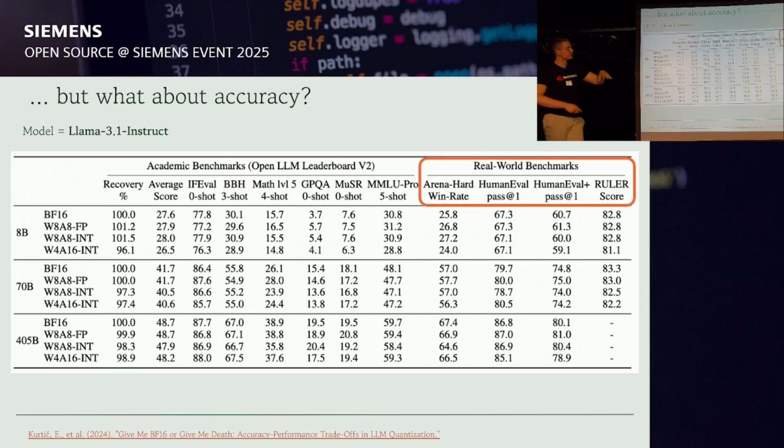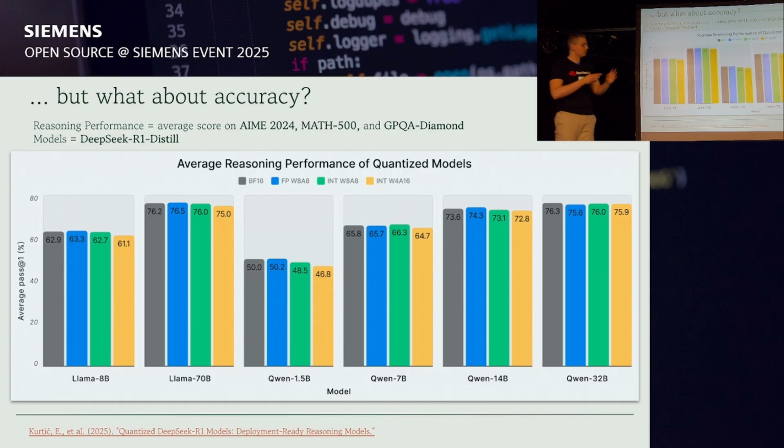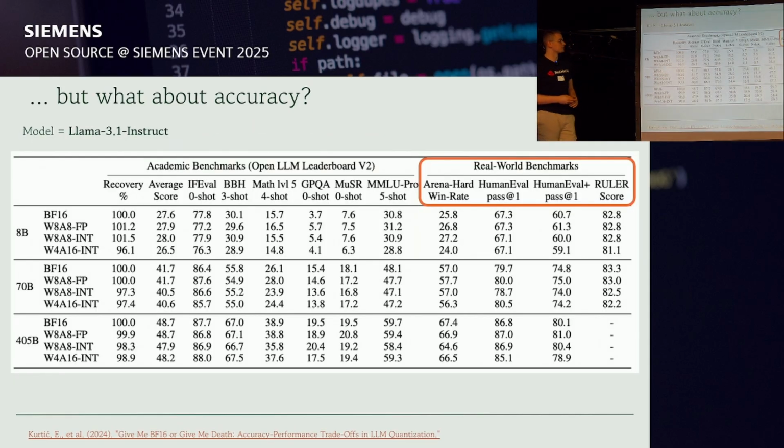And then we also looked at the second set, real-world tasks: Arena Hard, HumanEval, and Ruler. Arena Hard is a chatbot arena style evaluation. In this case, it's the automated way of doing it, where instead of using human judgments, it's using some version of ChatGPT as a judge. Then HumanEval is the standard coding benchmark. Ruler is a collection of, I think, 12 different tasks which test the models on long context. And we are more or less seeing the same story across all of these.